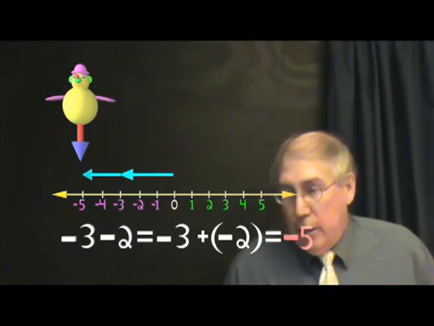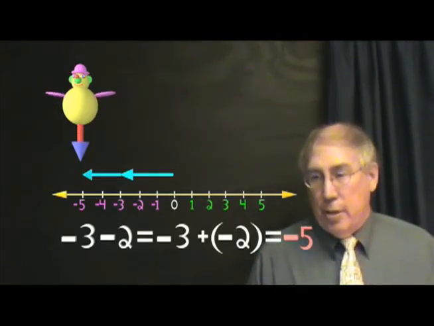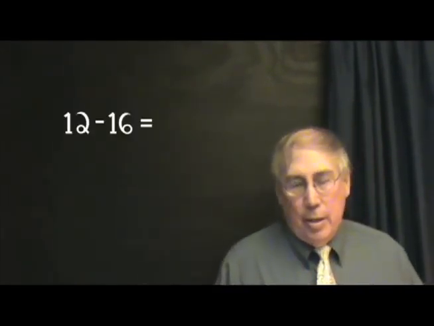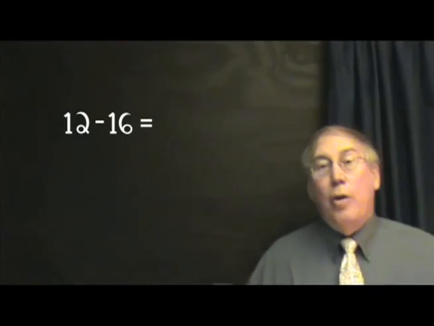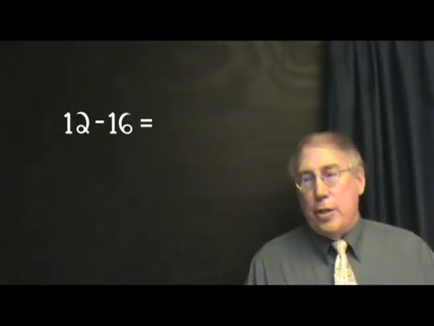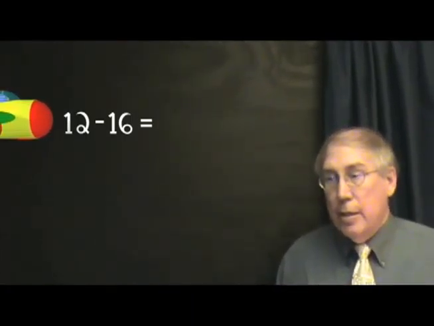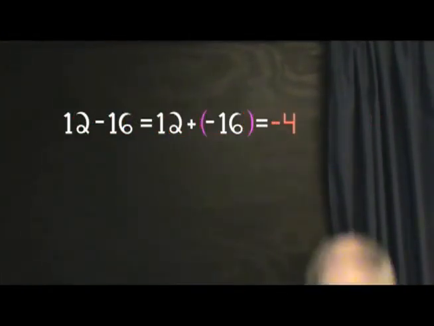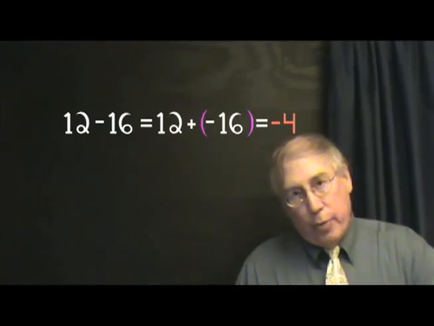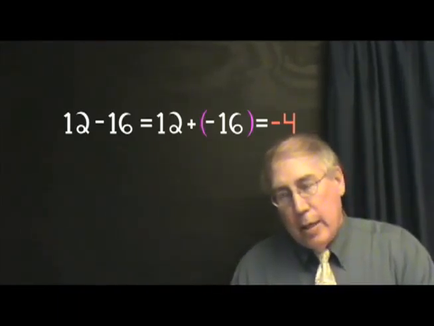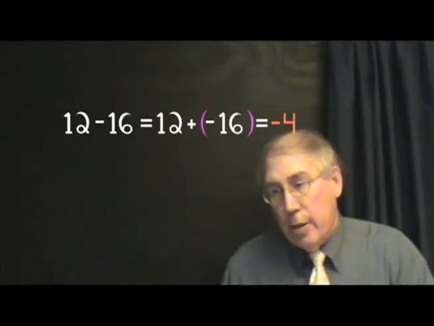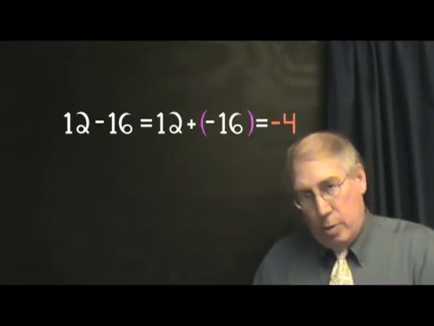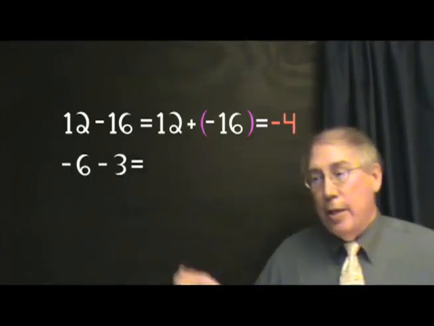Okay, so let's work some of these problems similarly to the last lesson. 12 minus 16. Rewrite this as an addition problem: 12 plus a negative 16. The signs are different. Subtract 12 from 16, get 4, and use the sign of the larger number, which was negative 16, so we get a negative 4.